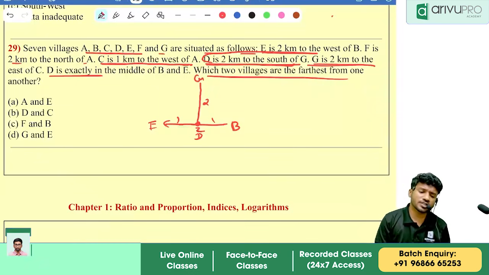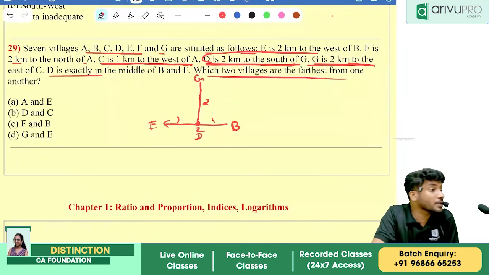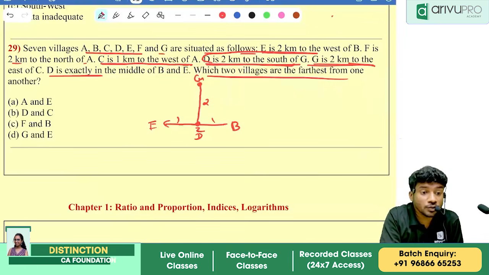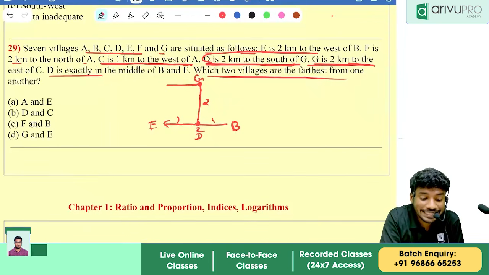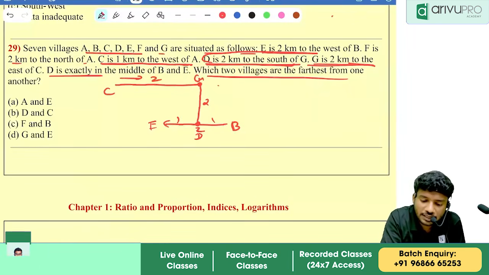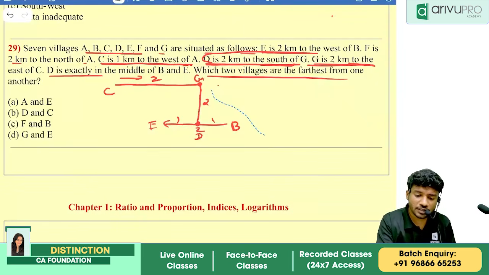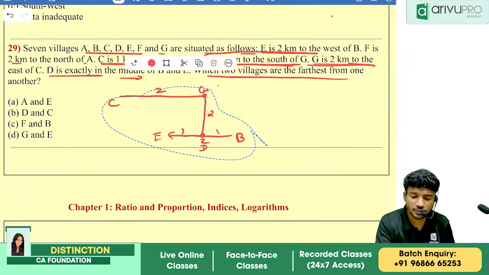Where will be the position of C? G is 2 kilometers east of C. So if C is here, towards the east side of C, who is there? G is there. And that distance is how much? 2 kilometers. Till here everyone is fine. Does anyone have any doubt with respect to this?